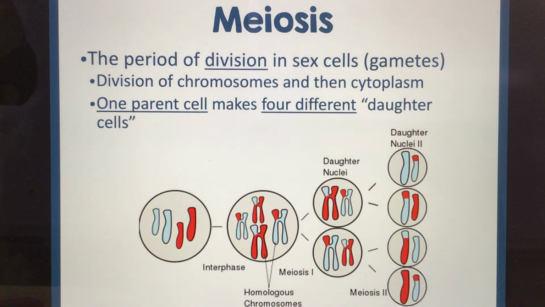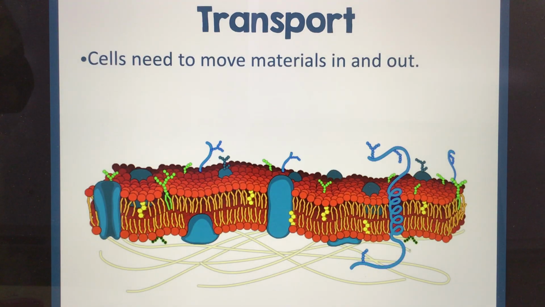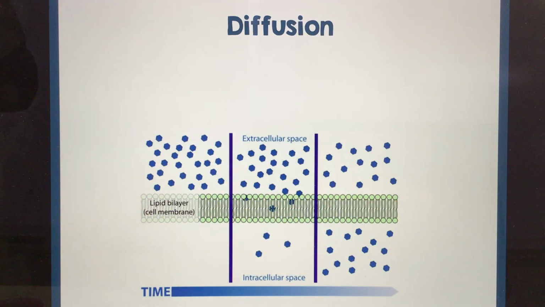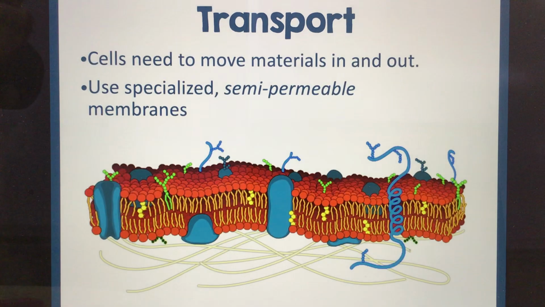All right, so the last piece here is transport. Cells need to move materials in and out, obviously, and they use specialized, what they call semi-permeable membranes.